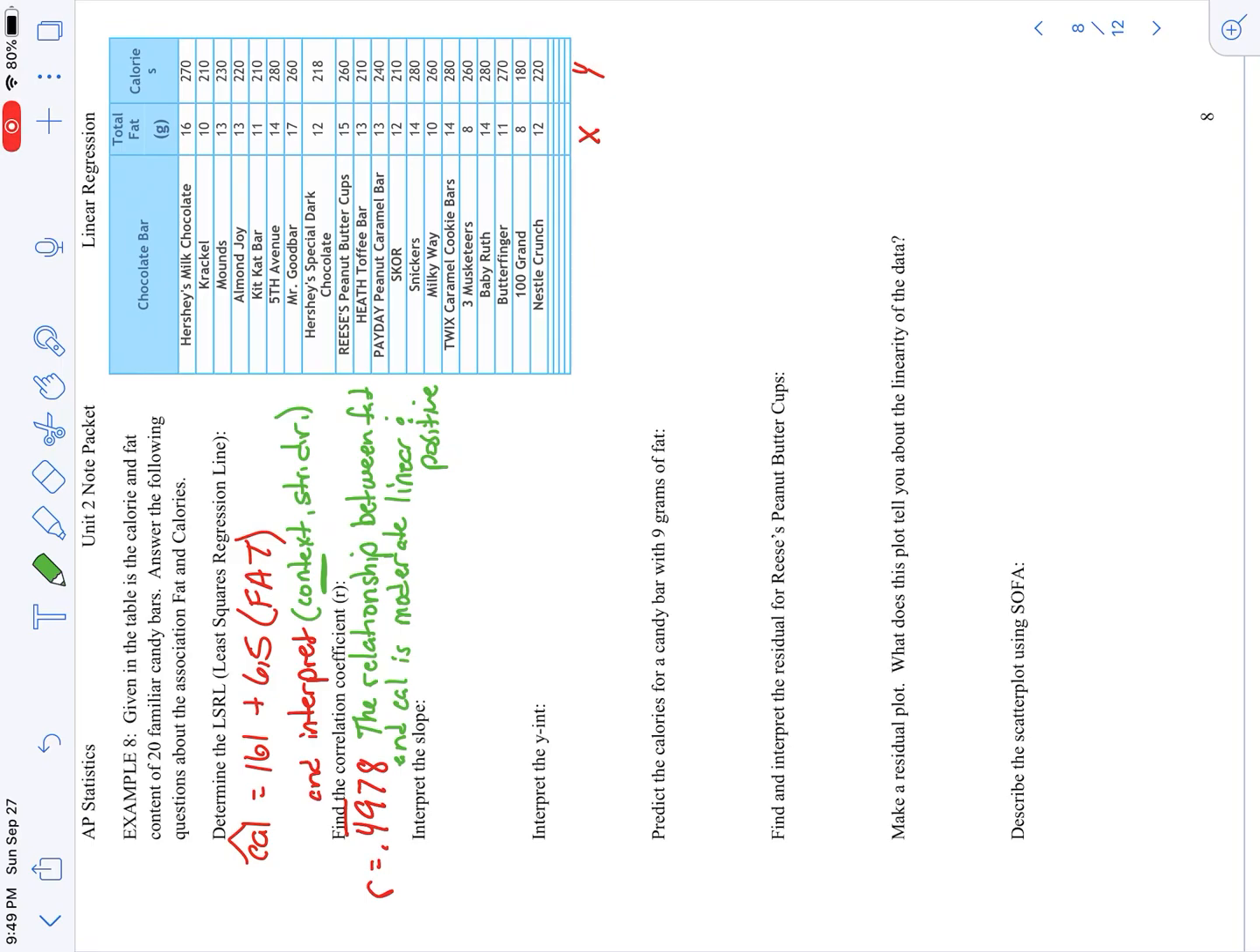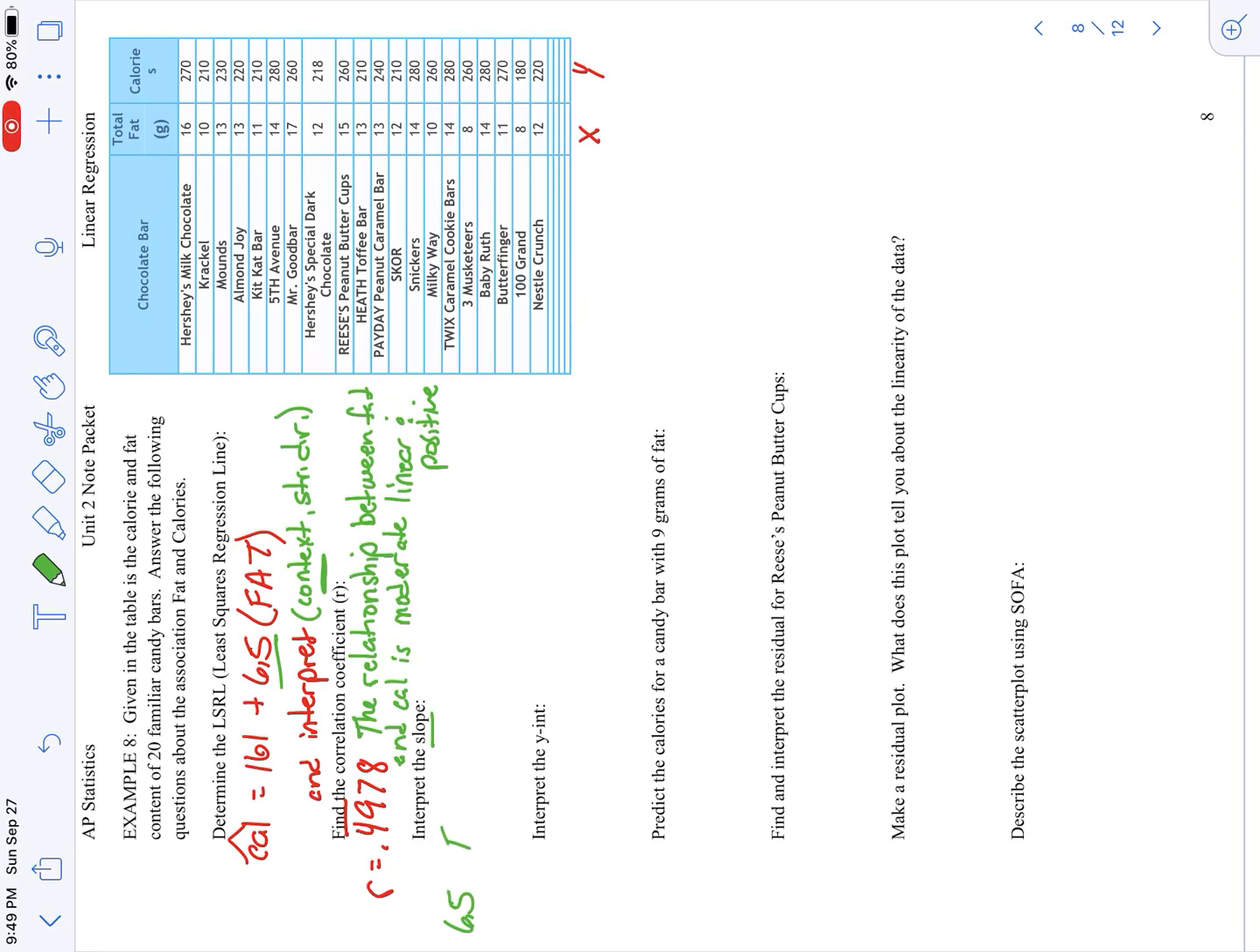My apologies. All right. Again, this is practicing stuff we have already practiced before, but it's always good to do that because these are sentences we need to try to ingrain within our brain. So the slope, if I go up to my equation, was 6.5. And now we have to interpret that in context.